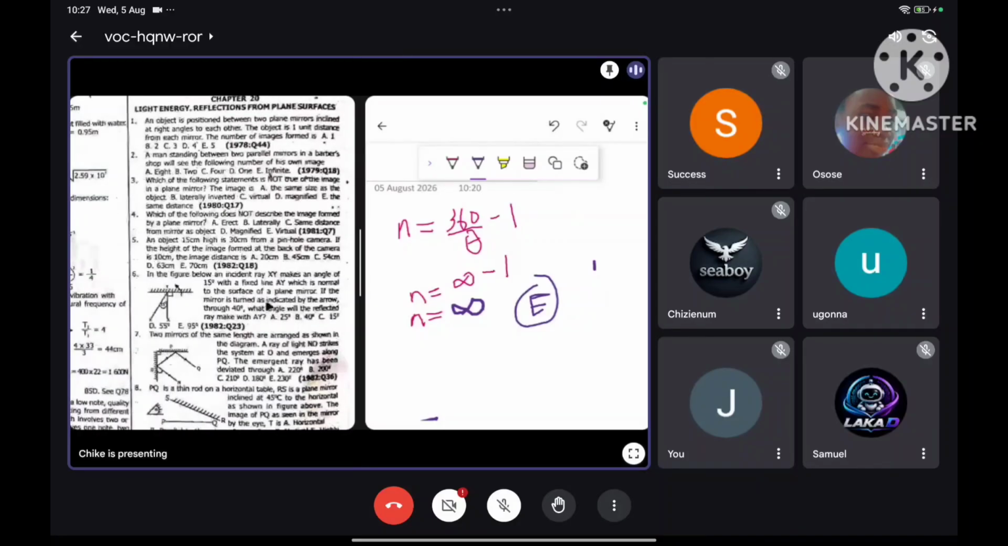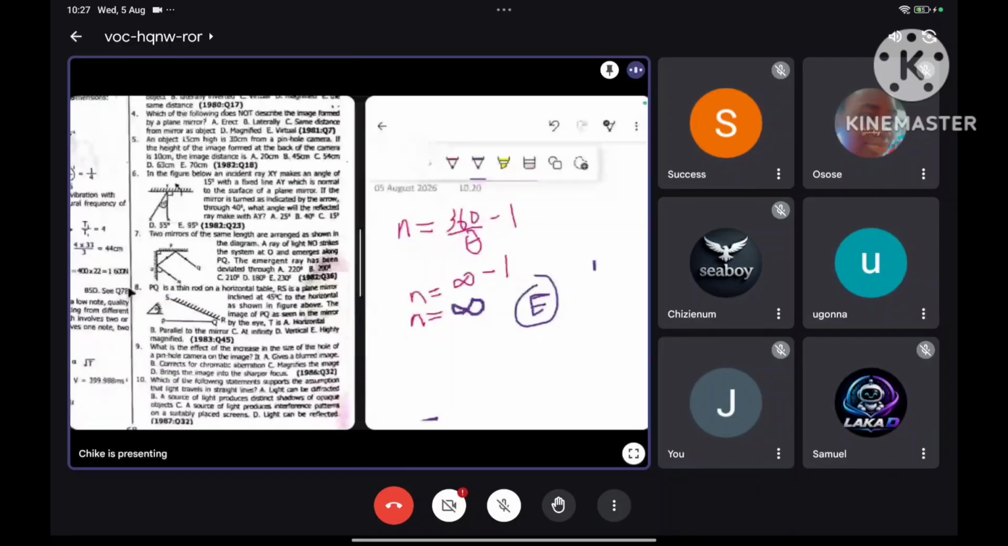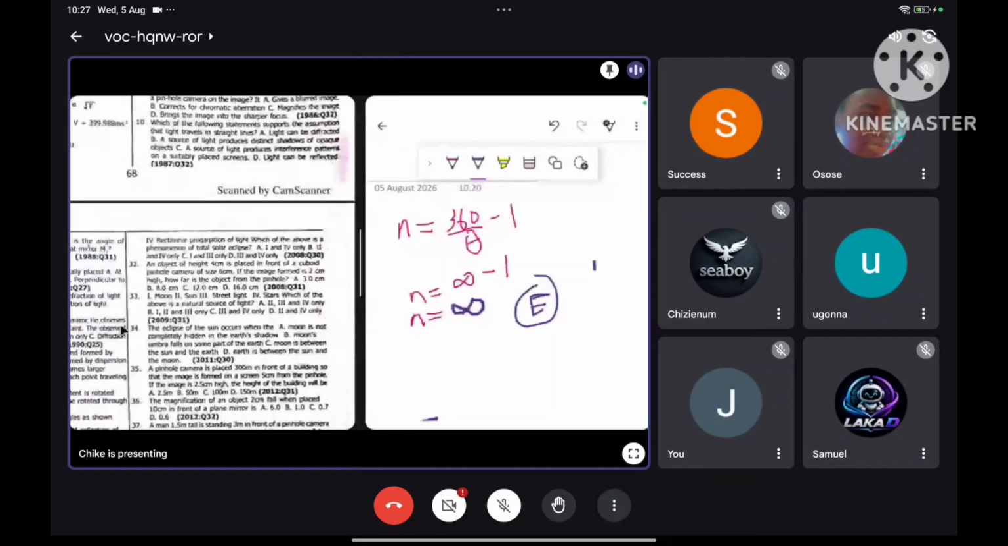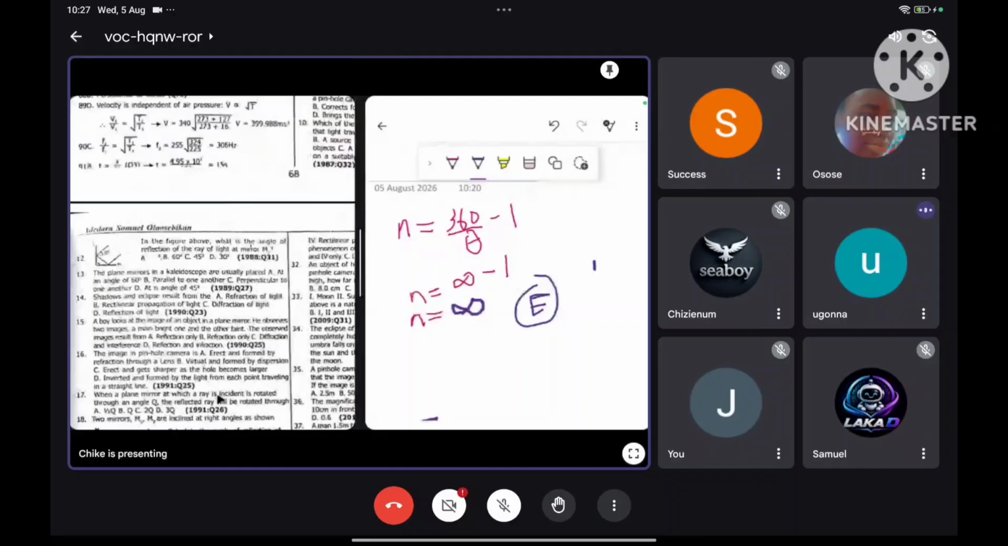So from this now, I believe you can be able to solve any other question on mirrors that are inclined at a particular angle towards each other. Let me see if I can find one more.